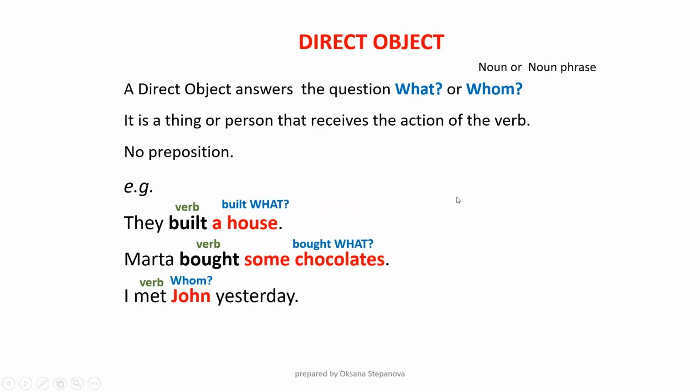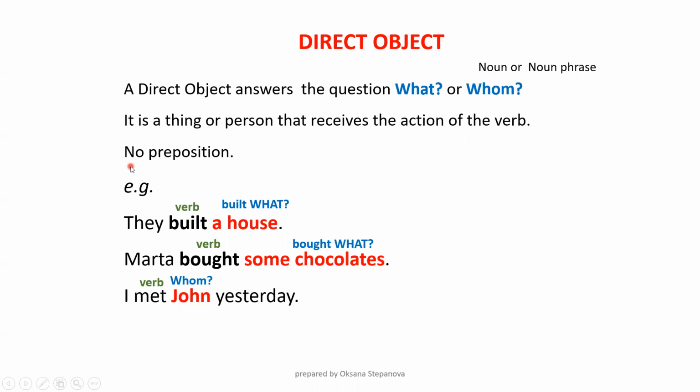All right, so let's start with the direct object. Direct object receives the action of the verb directly. And it answers the question what or whom. If you look at the grammar, it is a noun or noun phrase. It can be a noun or noun phrase in the sentence. So literally it is a thing or a person that received the action of the verb.